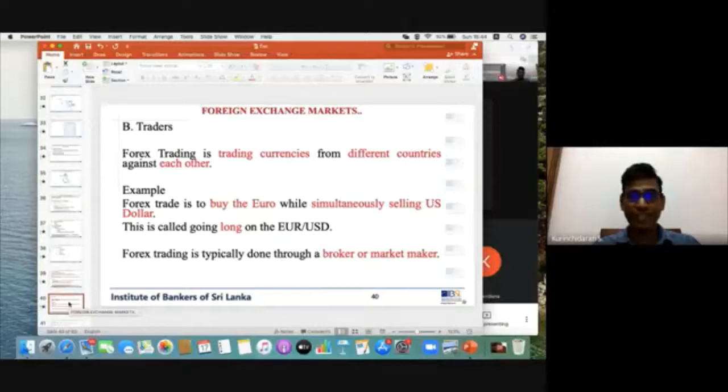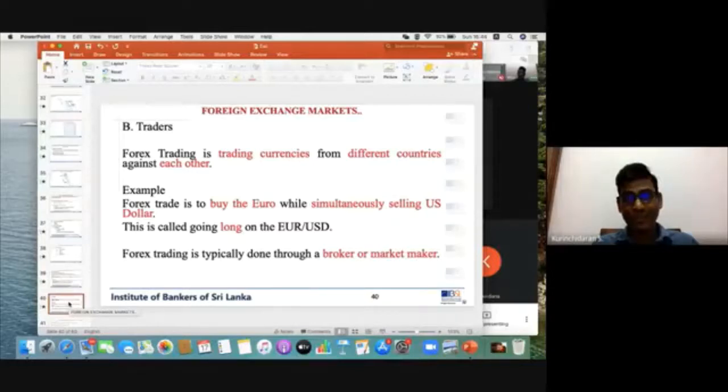Forex trading is trading currencies from different countries against each other, just trading, right? For example, a forex trade is to buy the euro while simultaneously selling the US dollar. So you buy and sell. Taking the Sri Lankan situation, if I want to buy dollars, that's one leg; the other leg, I'm going to sell rupees. So you give the rupee and buy the dollar. When you say trading, the important word is simultaneously. When you do that, you create exposure.